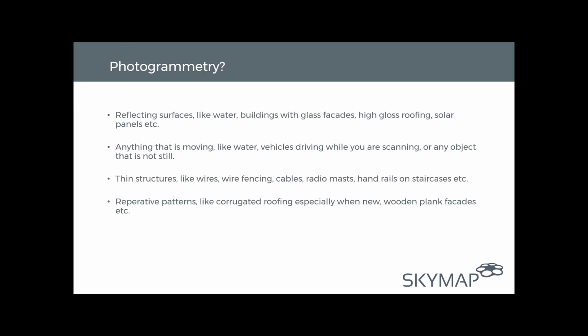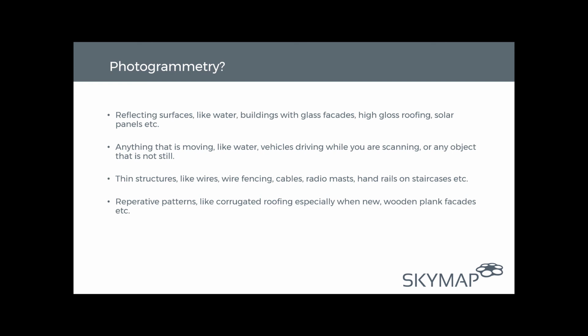There are a few things that don't work well with photogrammetry. Photogrammetry doesn't like reflecting surfaces, like water, buildings with glass facades, high gloss roofing, solar panels, glass in general. Anything that's moving, like water, vehicles driving while you are scanning, or any object that is not standing still.